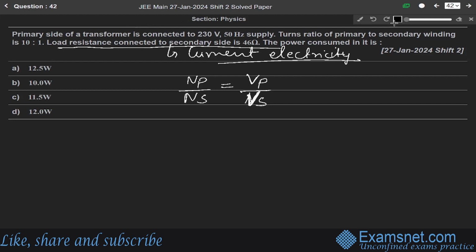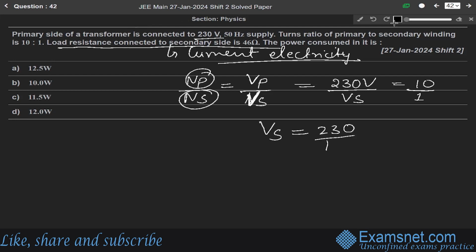The primary side of the transformer is connected to 230 volt. The primary voltage is 230 volt, and we have to find Vs. It equals the ratio Np to Ns, the number of turns in the primary coil to the secondary coil, which is given as 10:1. So the voltage of the secondary coil is equal to 230 divided by 10, which is 23 volt.